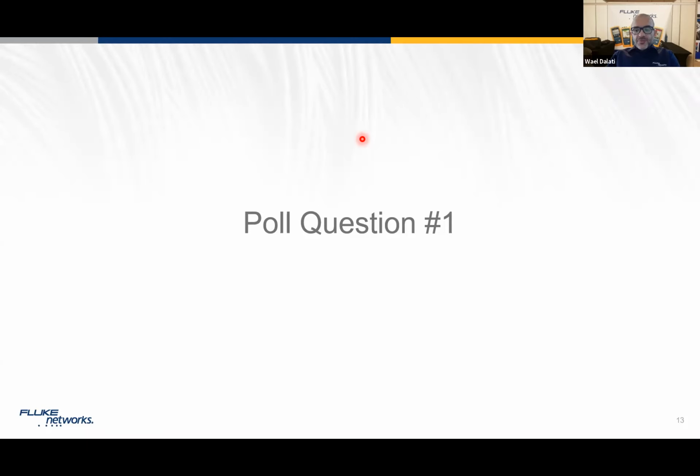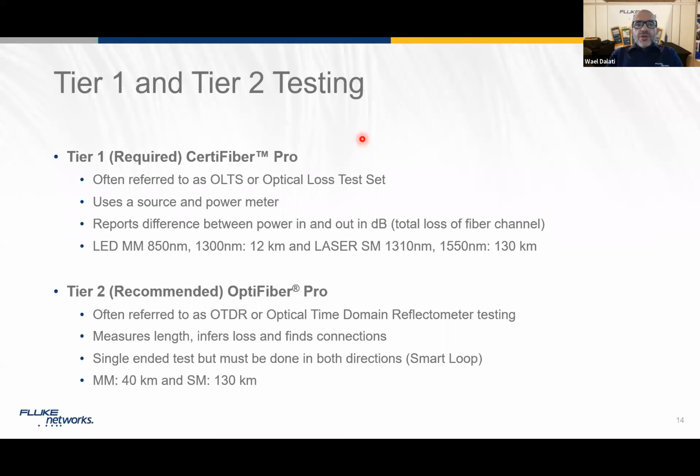So looking at fiber, we are looking at fiber from a technical definition from the TIA, defining what is tier 1 and what is tier 2 in the fiber testing. So the TIA have defined a tier 1 testing, which they call a required parameter, and we cover that in our CertiFiber Pro as an OLTS platform. So it's often referred to as OLTS. It's using a power source and a power meter. So we start with one side of the link and we inject the light and we measure the loss of the light and the total loss at the end of the link. And for that one, we can support up to 12 kilometers in multi-mode and up to 130 kilometers in single mode.